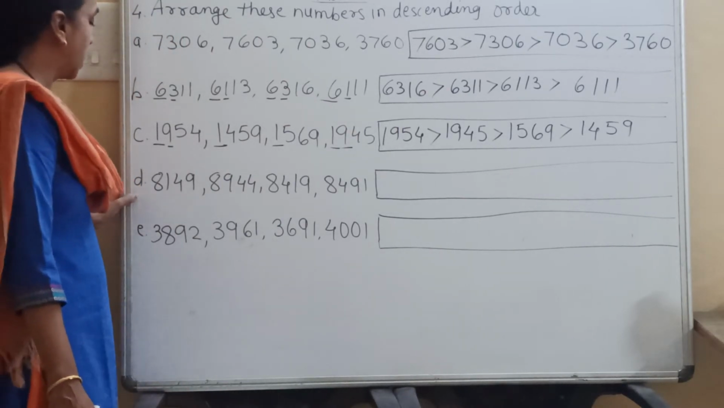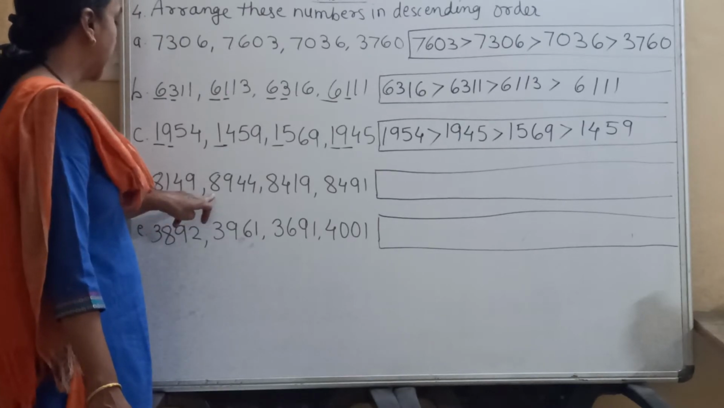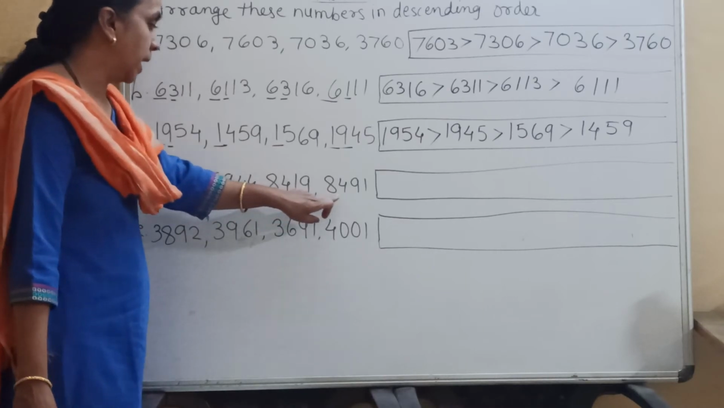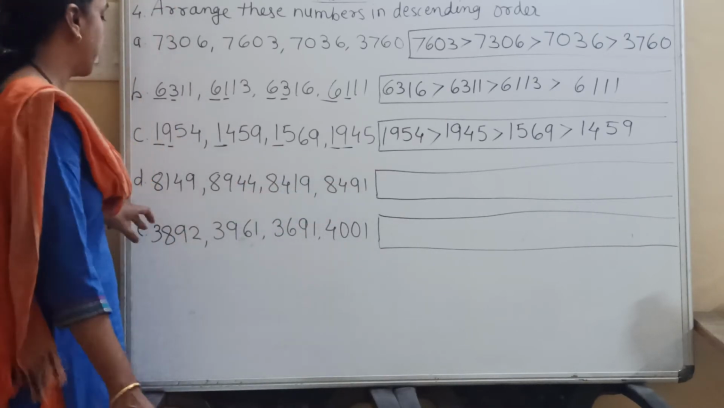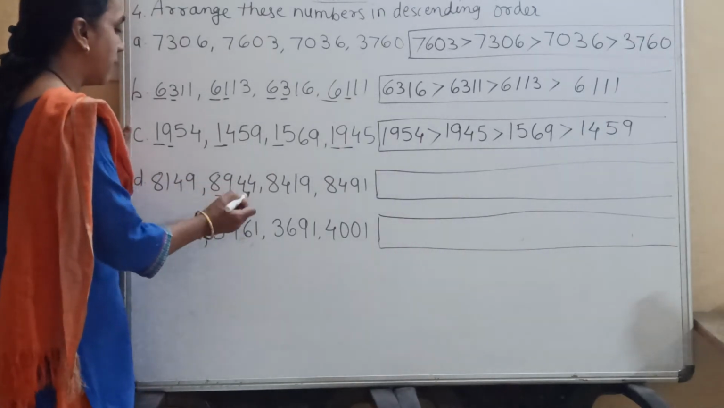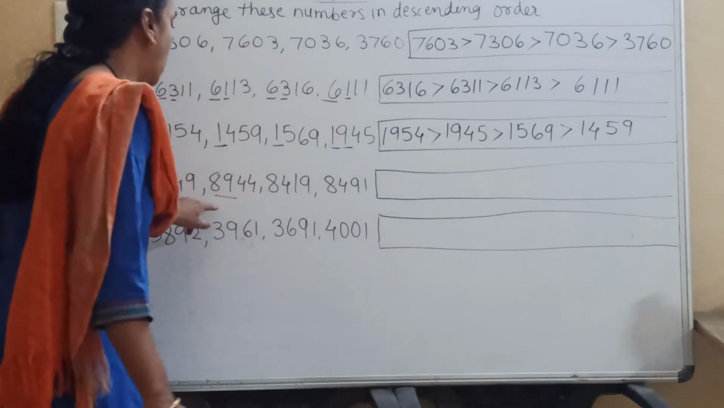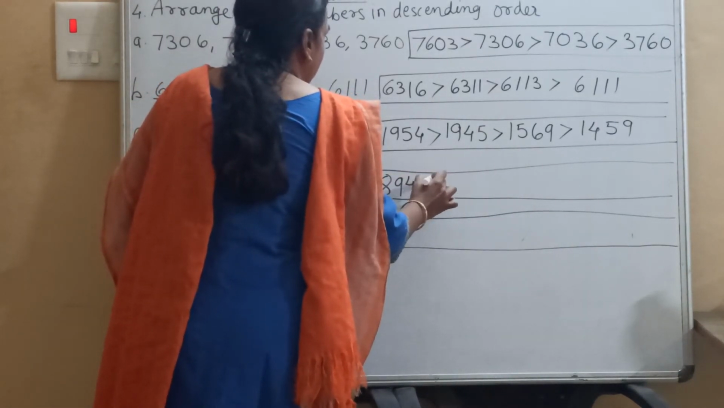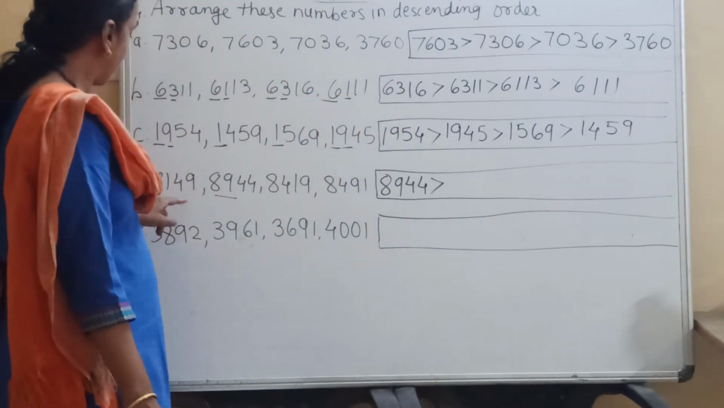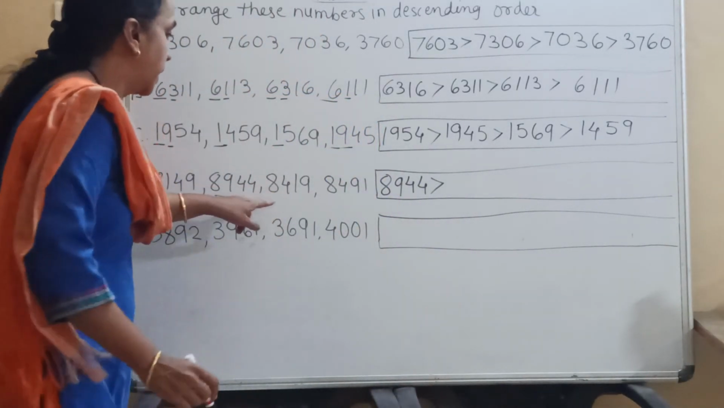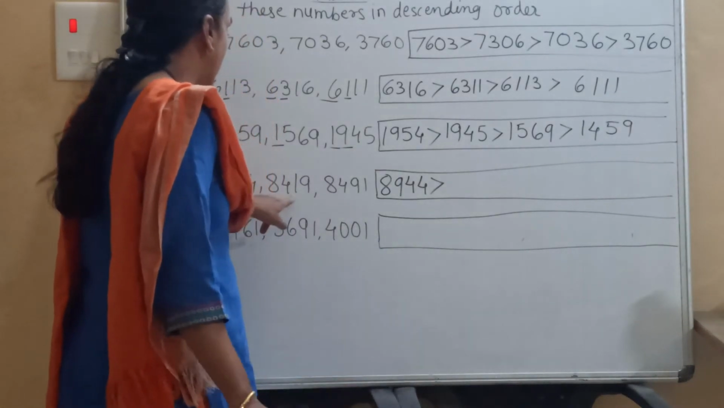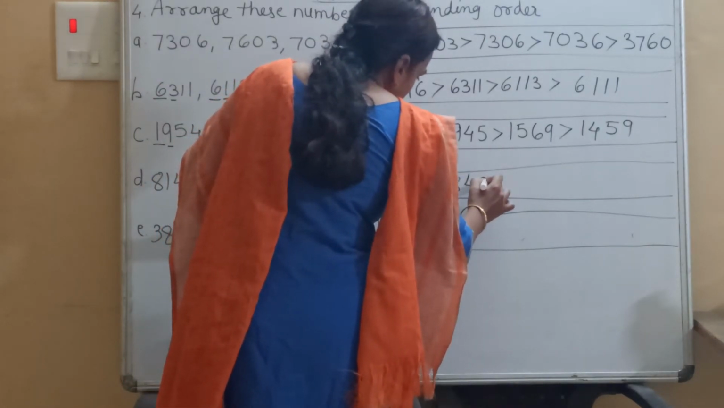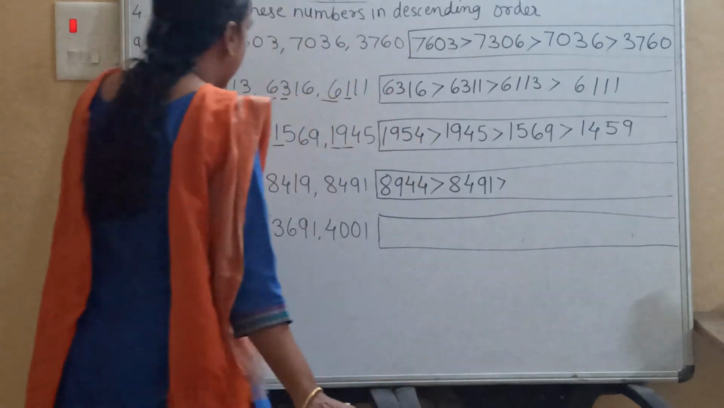Now see the question. 8149, 8944, 8490, 8491. So among these four numbers, 8944 is the bigger number. 8944 is our bigger number. Then 8490, 8,491. That number we have to write. That is smaller than this.